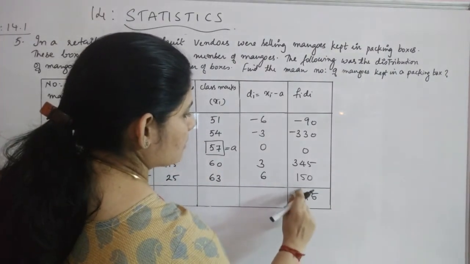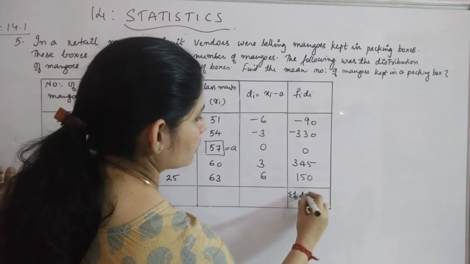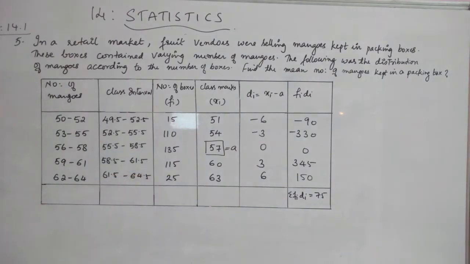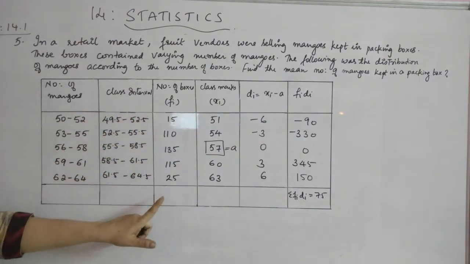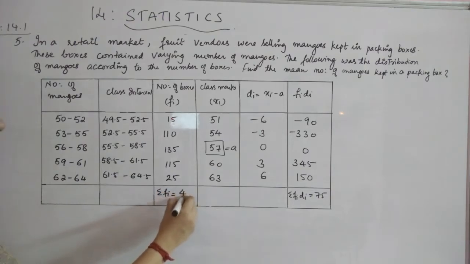That is sigma FiDi is equal to 75. Now what is sigma Fi? Sigma Fi total you are getting to be 400. Okay, sigma Fi is equal to 400.